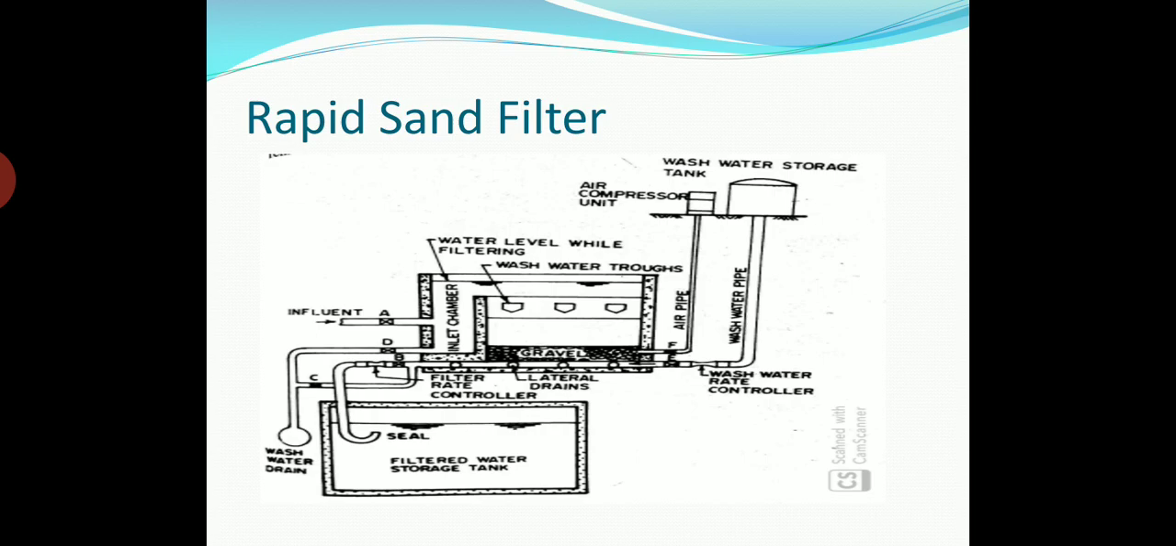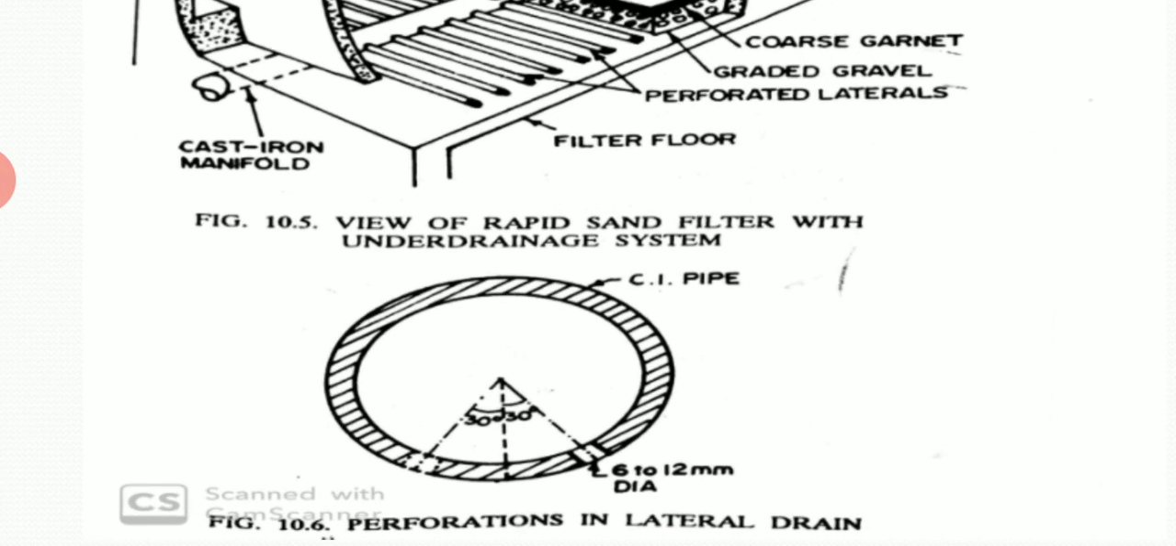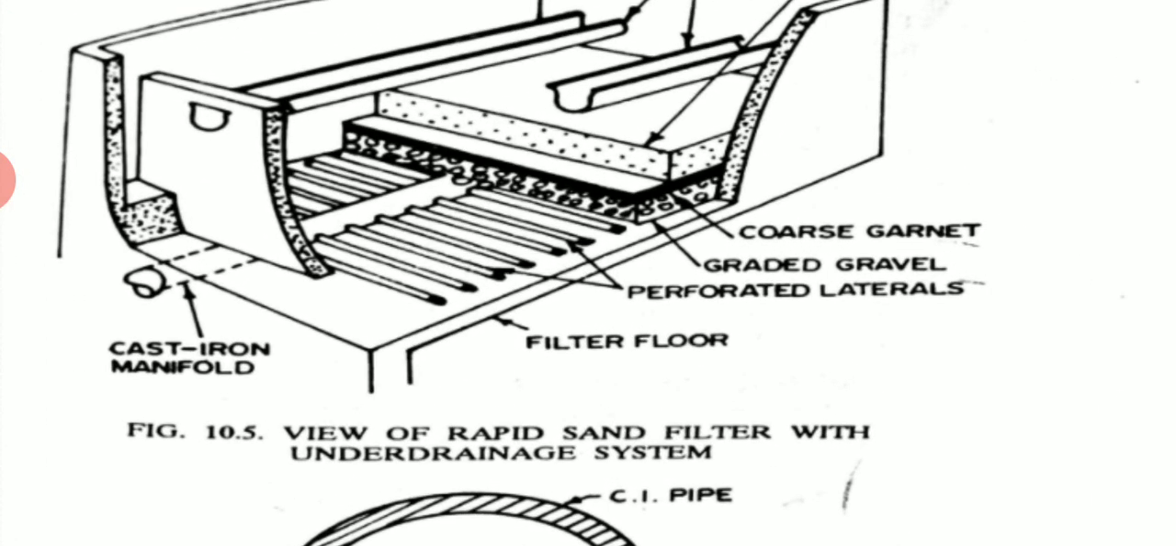So the under drainage system of the rapid sand filter, you can see a circular pipe which has two holes on both the sides of 6 to 12 mm diameter. These holes are attached at a particular angle of 30 degrees. Okay, so in this sketch you can see how the lateral drains are attached.